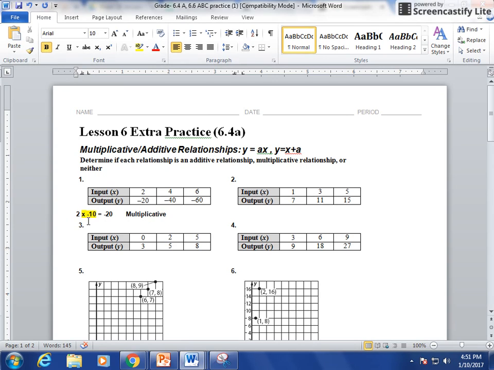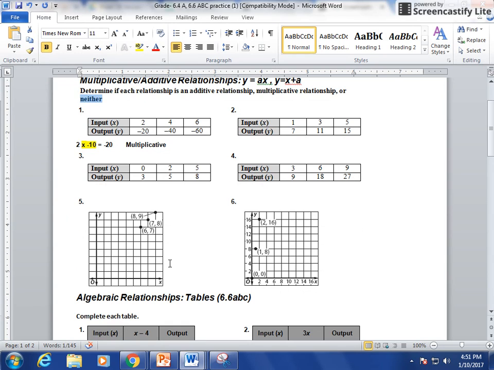If neither the multiplication nor the addition work, then you're going to put the neither option. Sometimes you are going to have to add a negative number. Sometimes you're going to have to multiply by a negative number, but you're still doing either multiplication or addition. When you get down to the graphs, you're going to do the same thing. If you wanted to, you could draw out a little table beside them and make a table and then figure out your pattern in between them on either one of those.